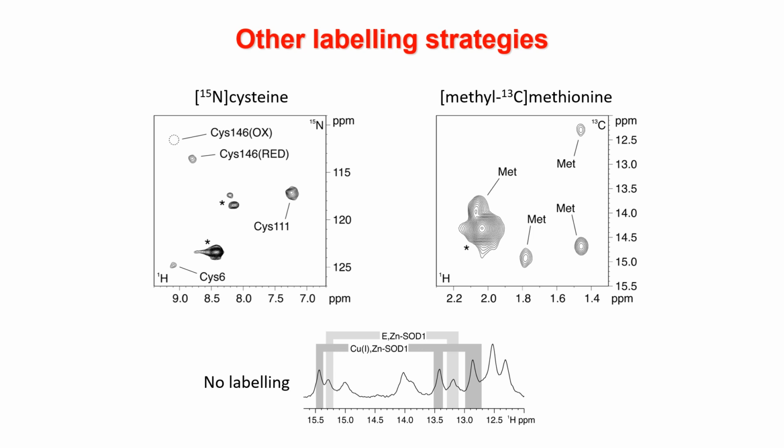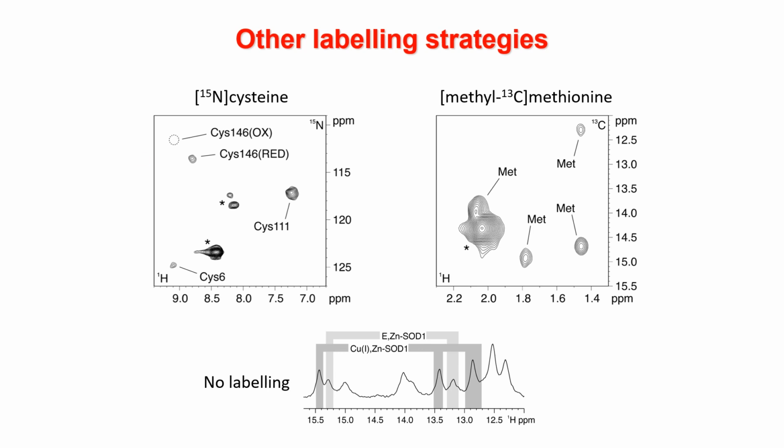Alternatively, you can use different labeling strategies to prepare cell samples. And for example, we have performed amino acid type selective labeling, such as N15 cysteine labeling, or C13 methionine, where only the terminus carbon is labeled. Now, these allow you to obtain much cleaner spectra where you don't even need to subtract the cellular background because only that type of amino acid will be labeled.